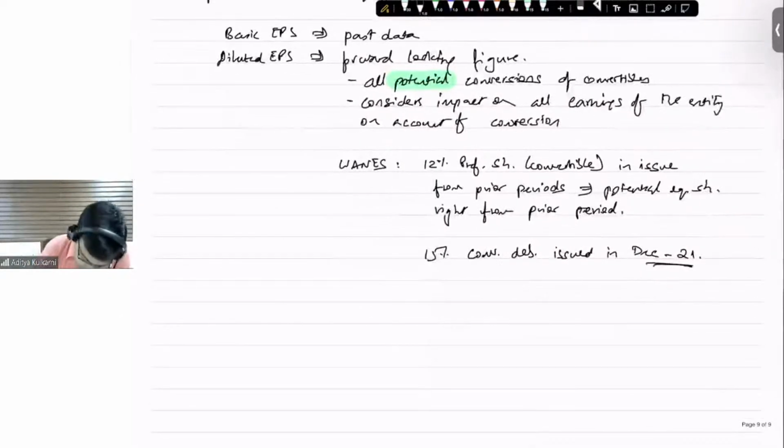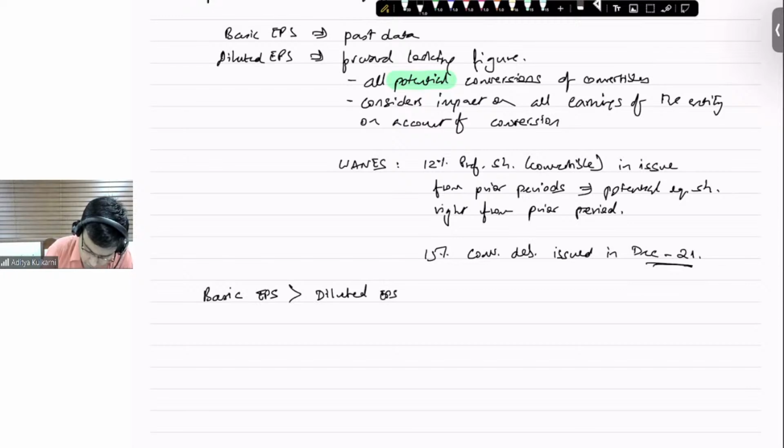Ultimately, the impact should be negative. Dilute means what? Basic EPS should always be greater than diluted EPS. Always. अरे नाम ही देखो, diluted मतलब क्या? Diluted means less concentrated. Less concentrated means it should be lower than the basic EPS figure.